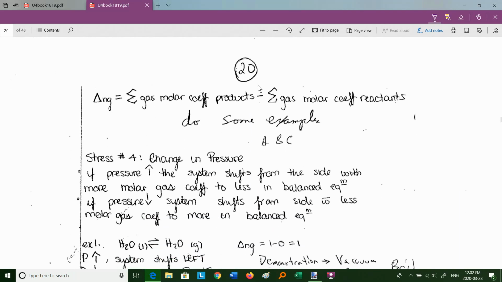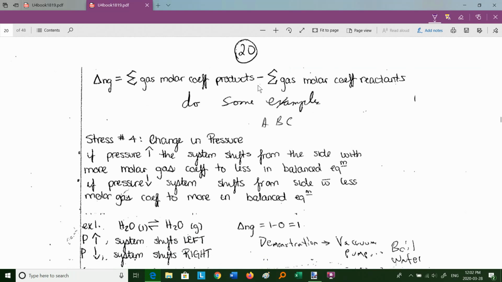Okay, on to page 20. This delta Ng, I think we aren't going to deal with it. There might be one question on a worksheet about it. It's just in a balanced equation, you add the gas mole coefficients on the product side and subtract from that the sum of the gas mole coefficients on the reactant side. It's something that you'll learn about in your next chemistry course.